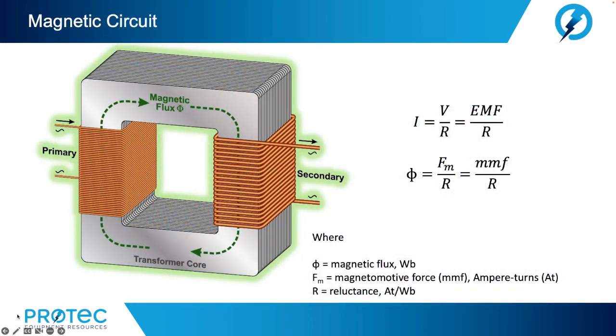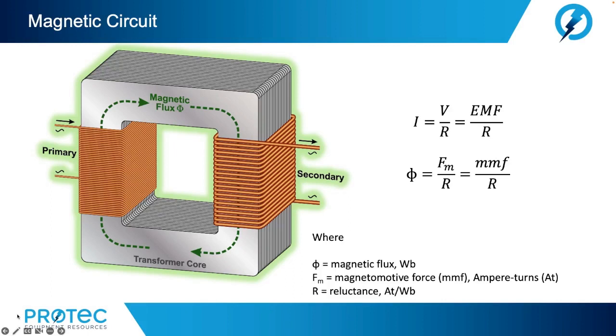Now, a magnetic circuit can be compared with an electric circuit in which EMF or voltage produces a current flow. The ampere turns, or the magnetic motive force, F sub m or MMF, will produce a magnetic flux, phi, as we see in this illustration. The MMF can be compared with EMF, and the flux, phi, can be compared to current. The equation shown is the mathematical representation of magnetic motive force derived using Ohm's law.